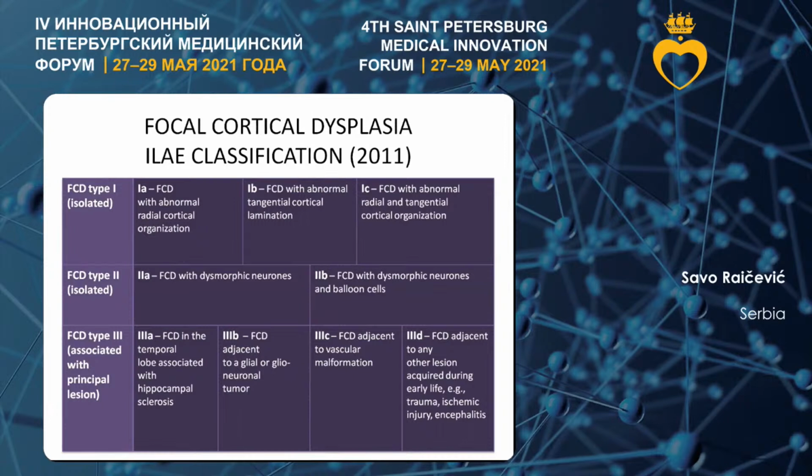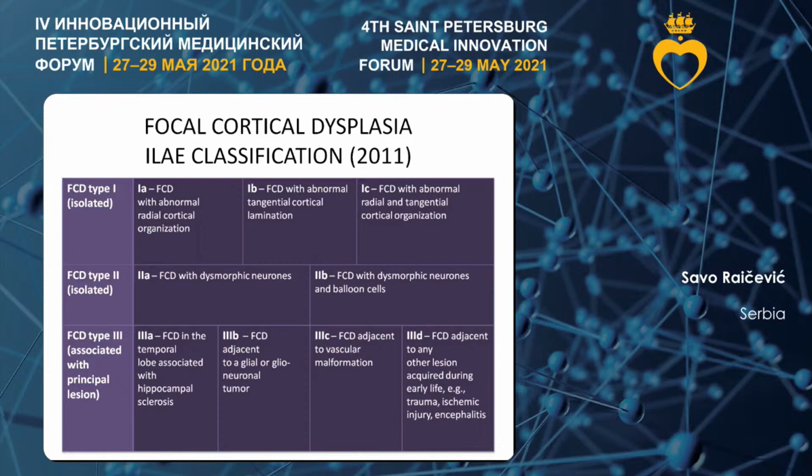The first classification of FCD was the Palmini one in the early 2000s. The International League Against Epilepsy refined and upgraded the Palmini classification in 2011, and it is the currently most used one. Type 1 and Type 2 are the forms of isolated focal cortical dysplasia and were present in the Palmini classification, but ILAE added the Type 3 cortical dysplasia associated with another principal, epileptogenic lesions.